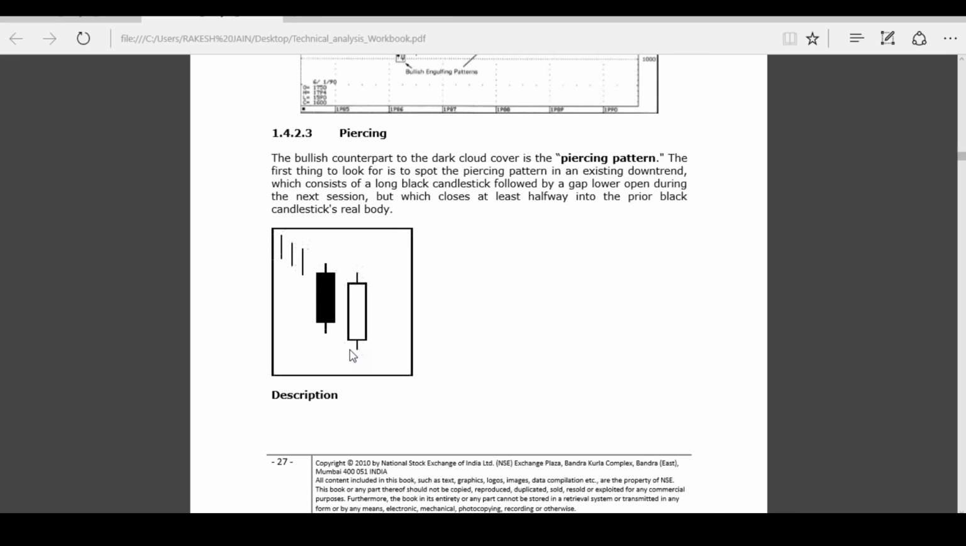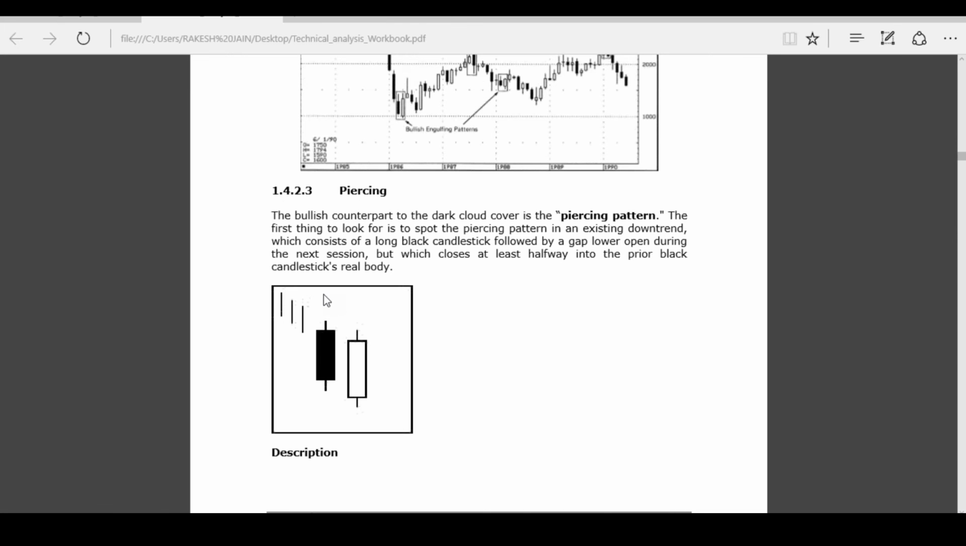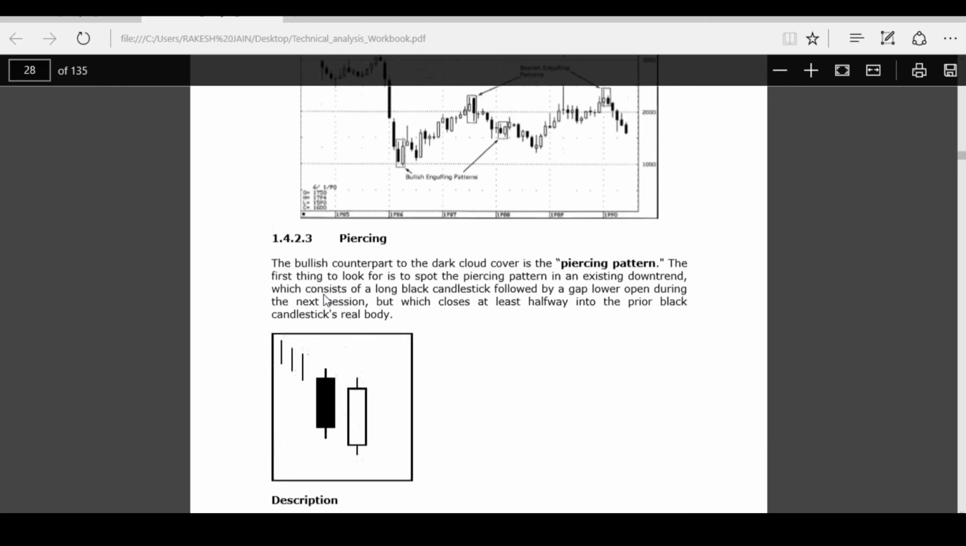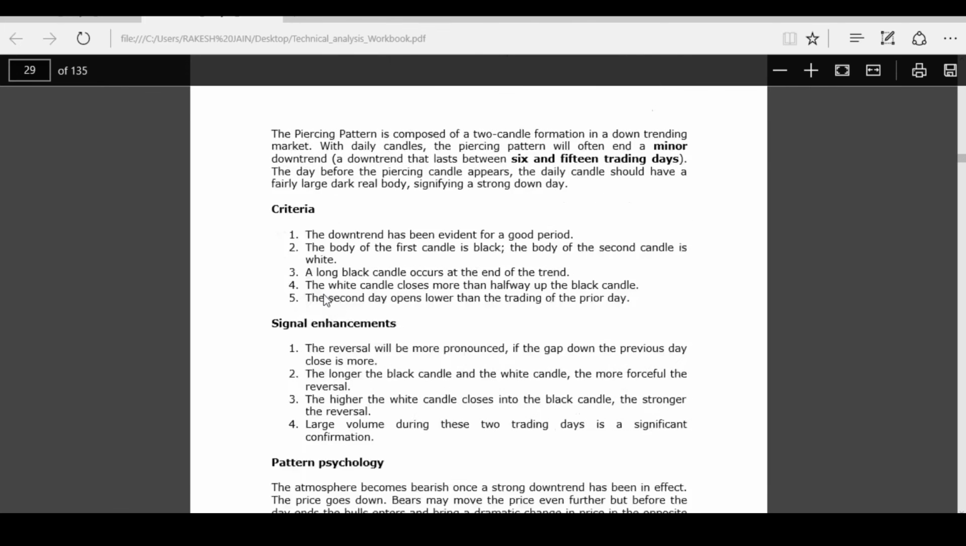Shall we move on to piercing pattern? Now what is a piercing pattern? Let's understand this. Piercing pattern is like a bullish engulfing pattern, but there is a bit of a difference. The same concept is there. It's a downtrend, a black good real body, not a shooting star or a hammer or a hanging man, but a normal black body showing the weakness of the stock.